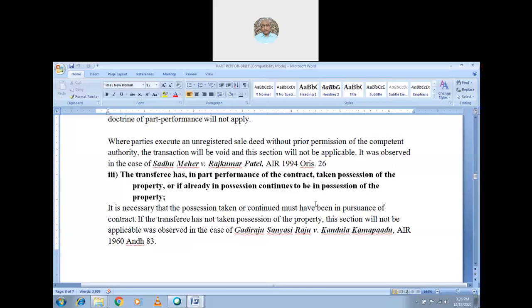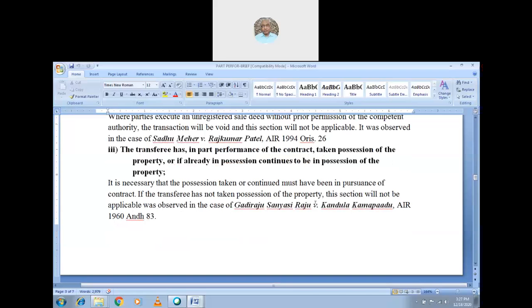Then let me see the third ingredient. The transferee has, in part performance of the contract, taken possession of the property, or if already in possession, continues to be in possession of the property. So another condition is that, for part performance, the transferee should have taken possession of some property, or impliedly that he has constructed something in the property, which means he is willing to take the property and has an obligation to fulfill the rest of the payment so that the property could be registered.